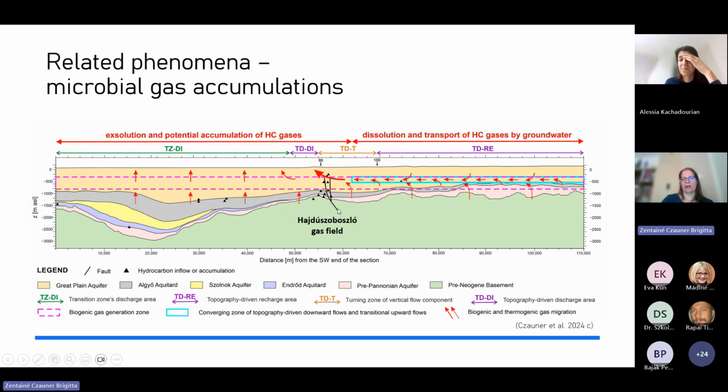And actually we can also find a quite large fault zone in this area, which can also help the upward flow of fluids, also water and hydrocarbons. And most of the gas is trapped in traps which are related to this fault system.